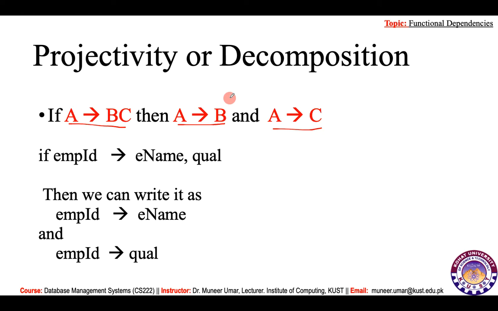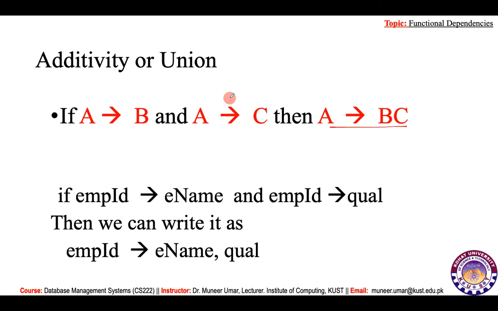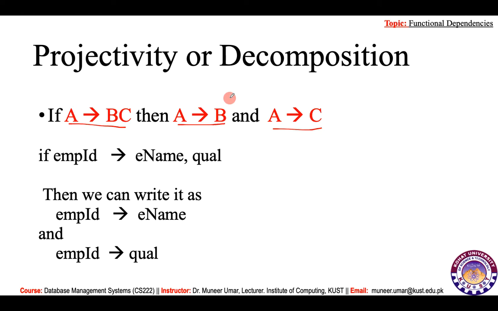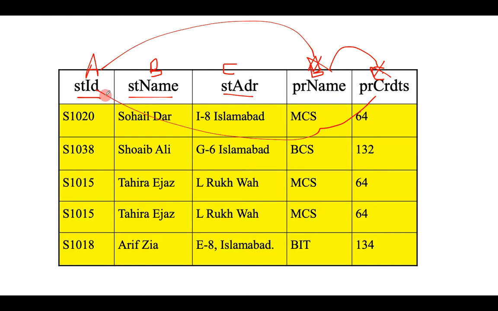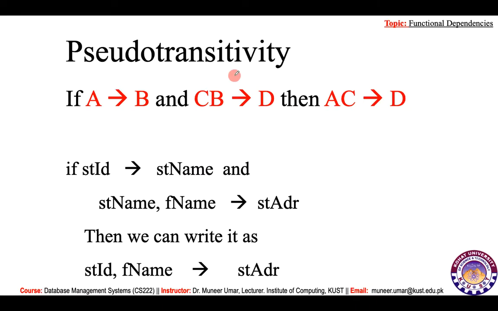Then we have the reverse of additivity, that is projectivity or decomposition. Here we go in reverse. If A is determining BC, then A will also determine B and A will also determine C. So here A is determining B and C, student ID is determining student name and address. Then we can also write these in a separate way by putting two additional functional dependencies, that student ID determines student name and student ID determines student address. This is decomposition.